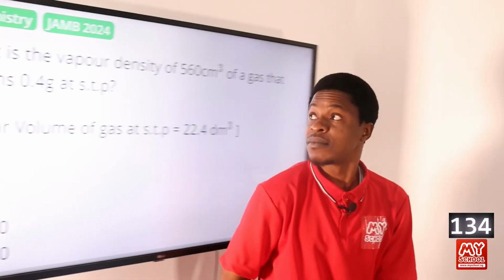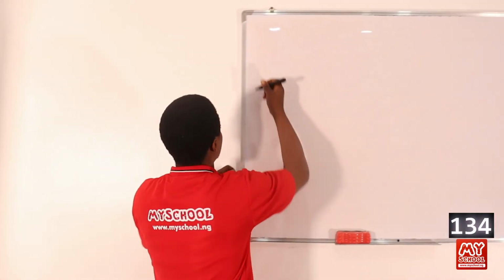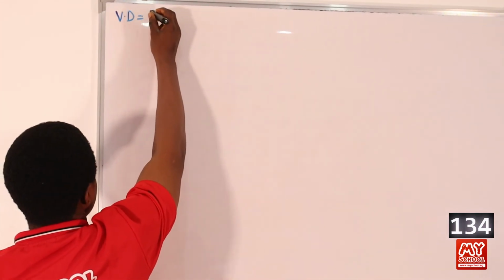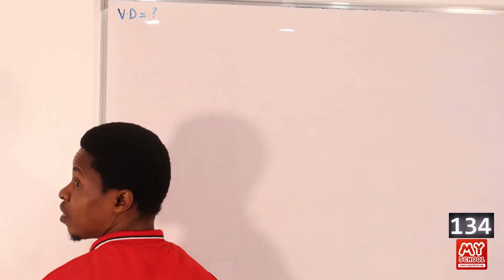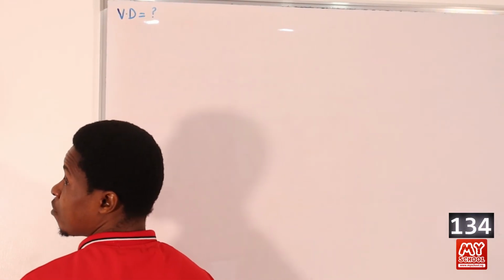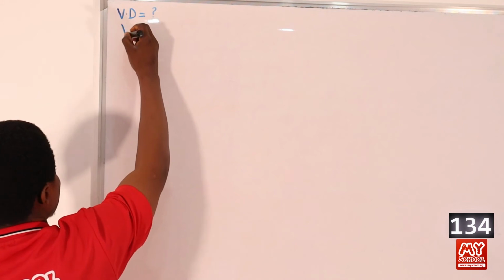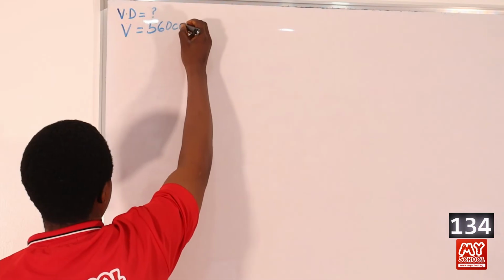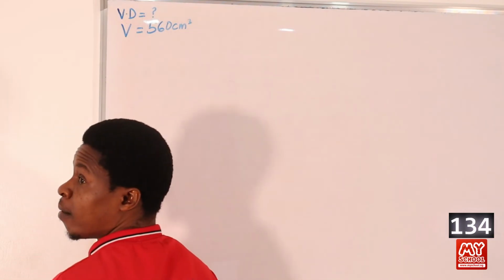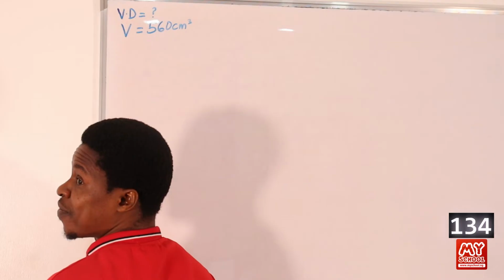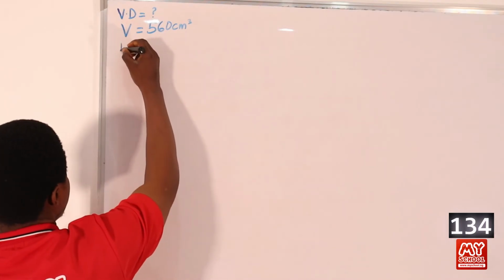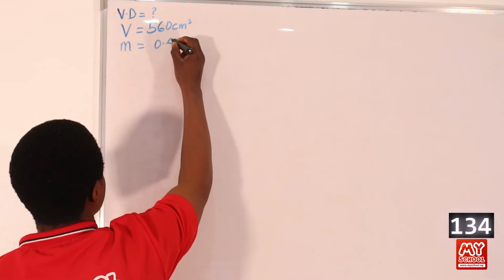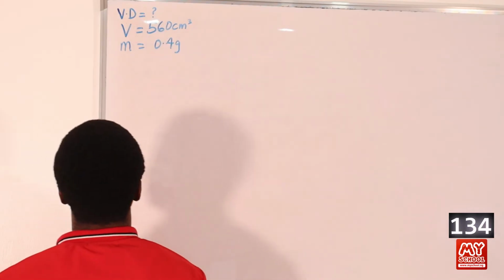So, let's look at what we're given. Let's move to the board. The question says, what is the vapor density? Usually, let's write the given parameters. Vapor density, question mark, that's the question, of 560 cm³ of a gas. 560 cm³, that is volume. That weighs 0.4 gram at STP. So we're given the mass to be 0.4 gram at STP.